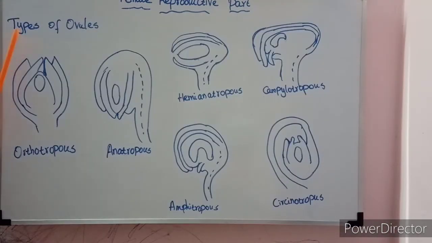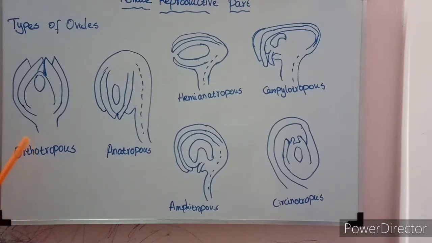Now we are going to focus on the types of ovules. Ovules are classified into 6 main types based on the orientation of the micropyle, the form and position of the micropyle with respect to the chalaza as well as the funicle. The micropyle is the place where the integument covering is absent.